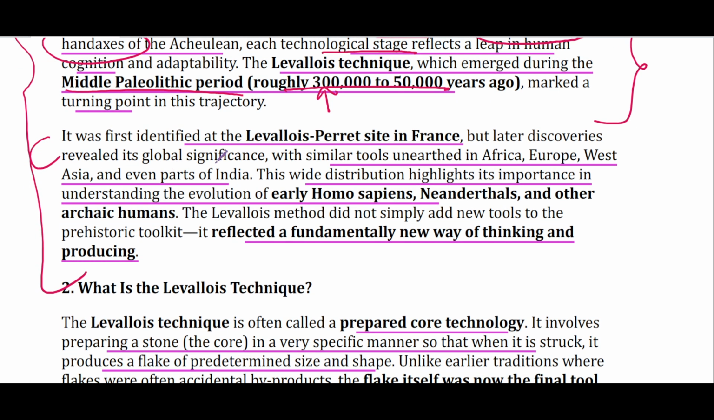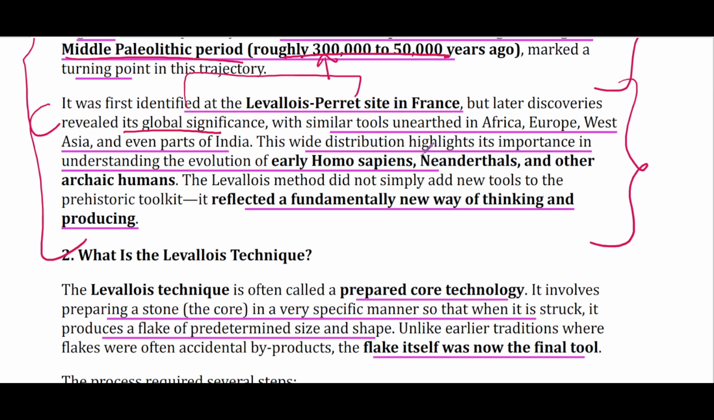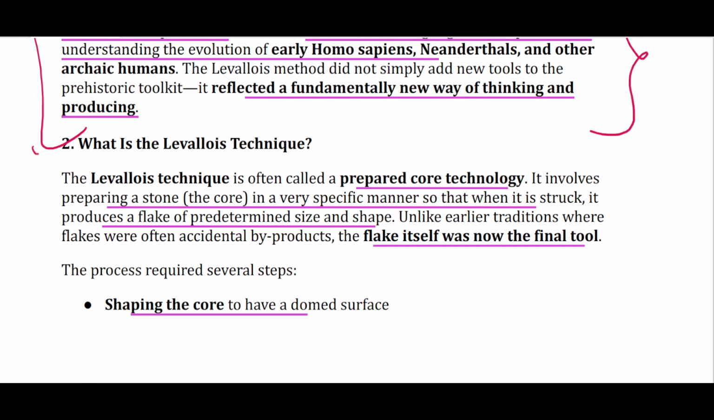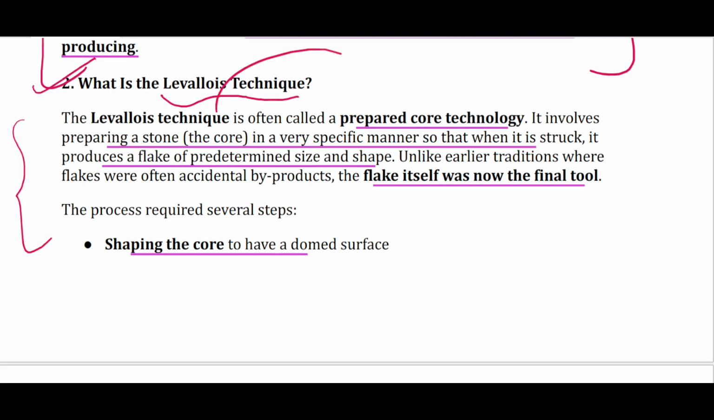And then this was identified at the Levallois site in Paris, France, or the La Moustier site in France. But later on, major discoveries revealed that this particular technique had global significance, especially because it was employed by both Neanderthal and Homo sapiens. Now, what is the Levallois technique? This technique, in simple terms, is also known as the prepared core technique.